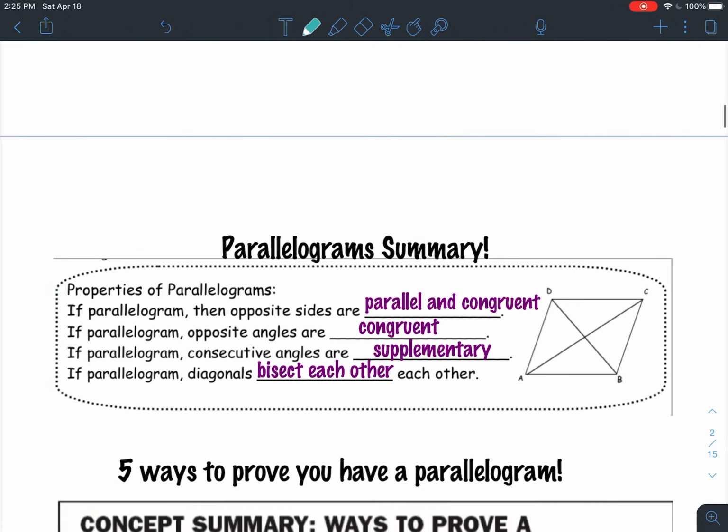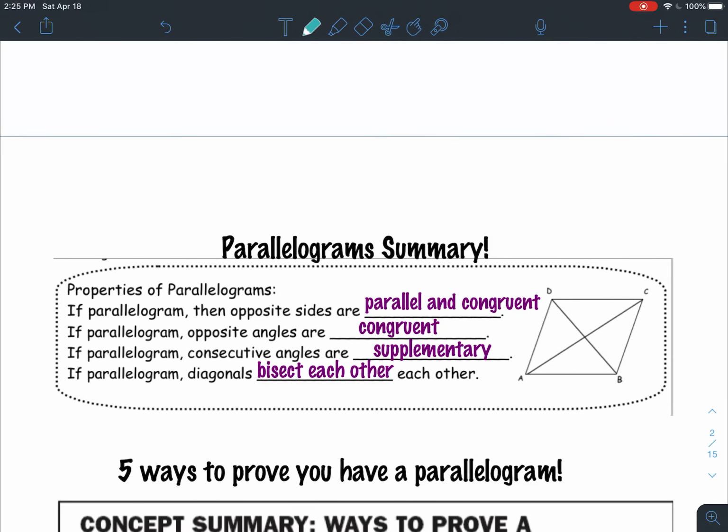Just a quick summary of parallelograms. Here are our properties. If parallelogram, then opposite sides are both parallel and congruent. If parallelogram, opposite angles are congruent. Our consecutive angles are supplementary, and our diagonals bisect each other.